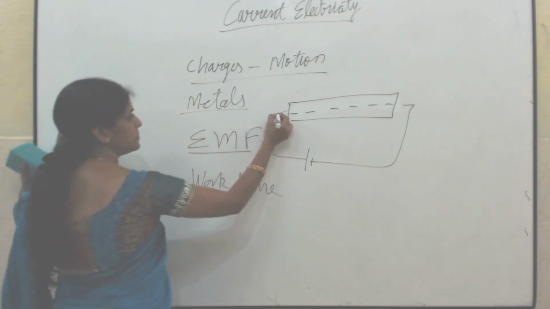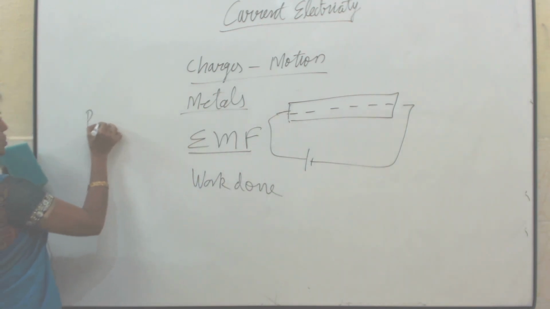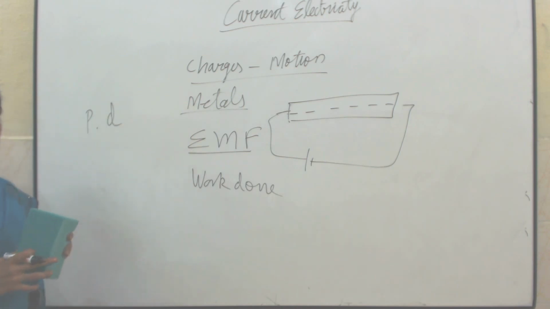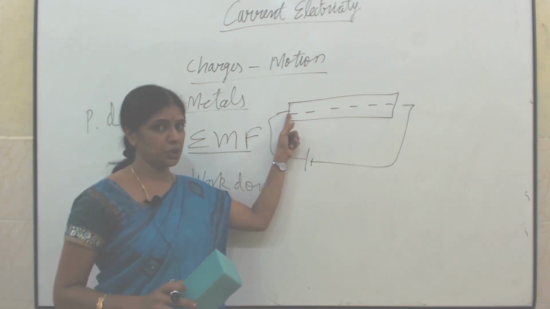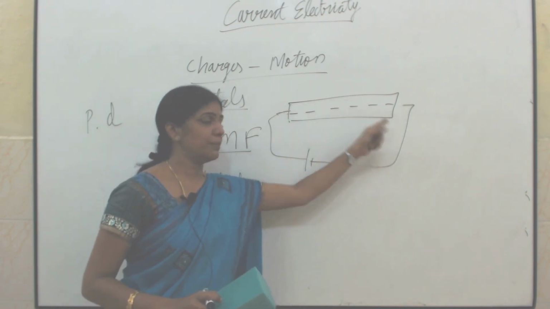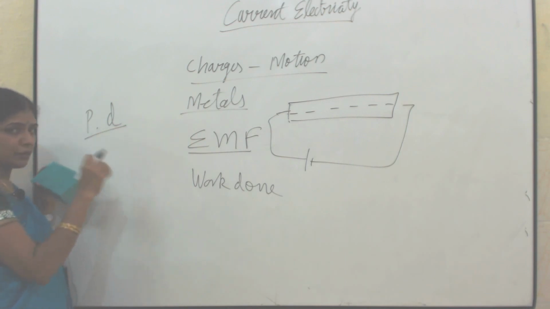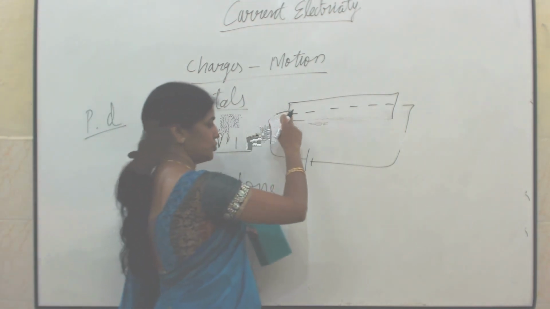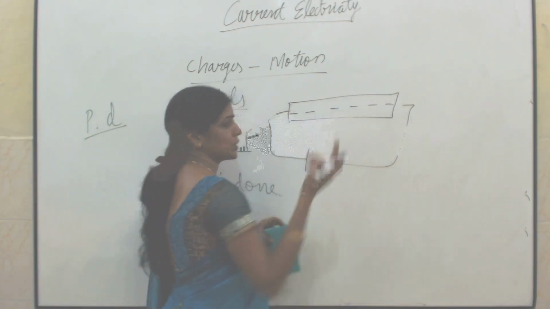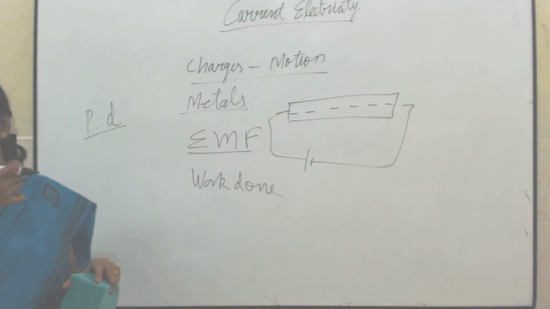Now here, you know what is meant by potential difference. At this end, the potential will be different from that at the other end. So, these two ends will be at different potentials. That is the work done in moving the charge from one end to the other end of the material, that we call the potential difference.